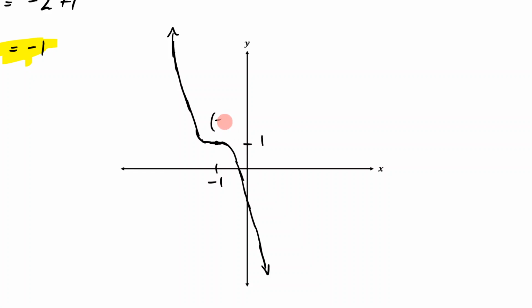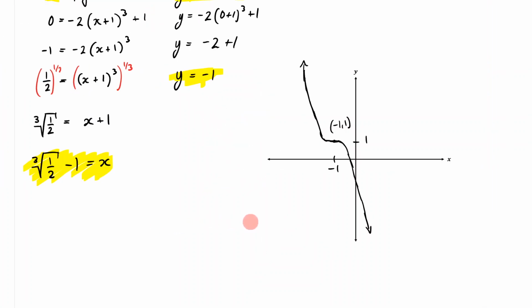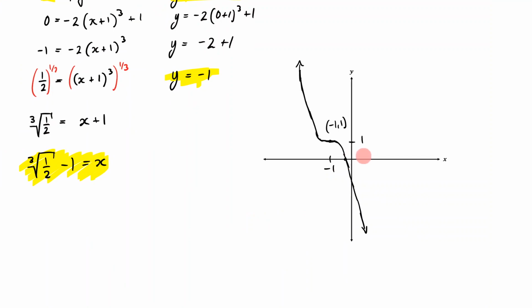So this is -1, 1. I also know that my x-intercept here, so this point right here, let me put an arrow in there, that's going to be the cube root of 1/2 minus 1, 0. And then this point here is just going to be 0, -1. So that's my x and that's my y. This is what this graph looks like.